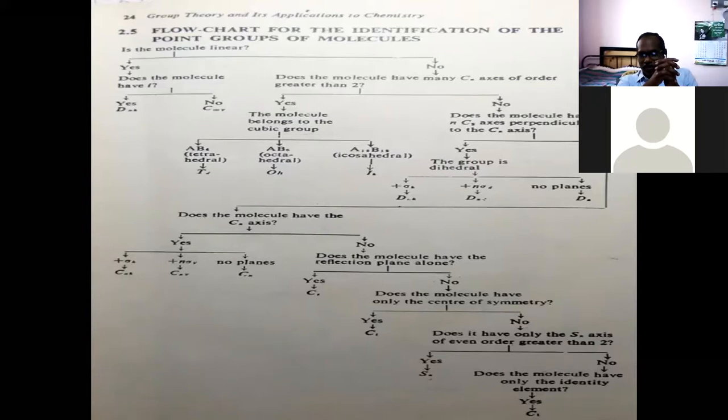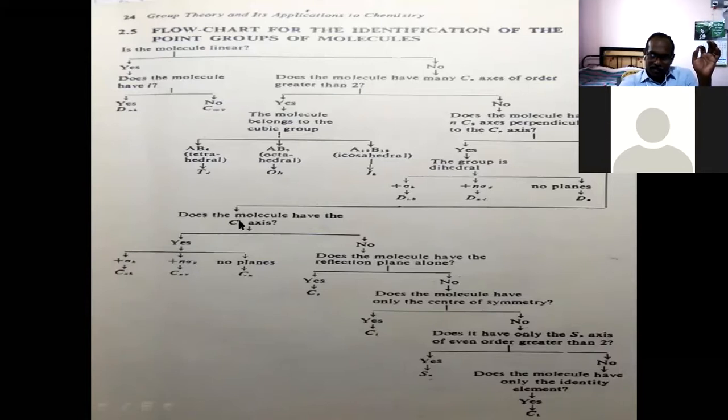Does the molecule have n number of C2 axes perpendicular to the Cn axis? No, because it contains only one C3 axis and it has no C2 axis at all. Does the molecule have a Cn axis? Yes, it has a C3 axis. Okay, next question. Does it have sigma H? No. Does it have n number of sigma V? Yes. How? It has 3 sigma V.